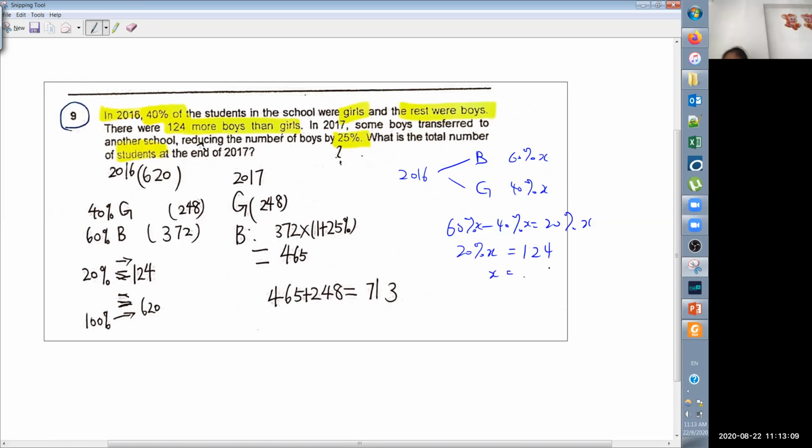Okay, so X is it. Can you help me out? 124 what is 620, right? 对吗？So therefore you can figure out how many boys and how many girls. So the boys is 372, then this is 248. Am I right? 对不对？对吗？Can you help me out? 60% times 620. Let me check these two.